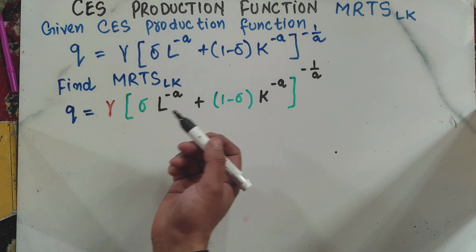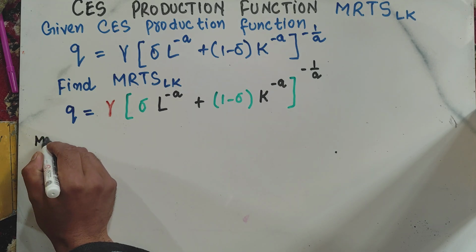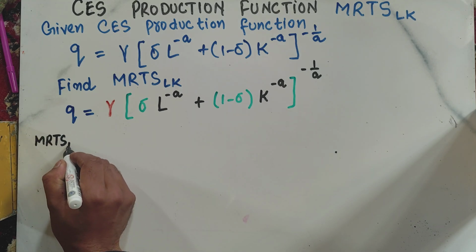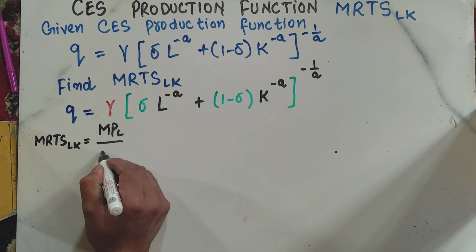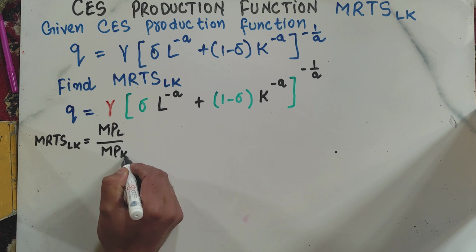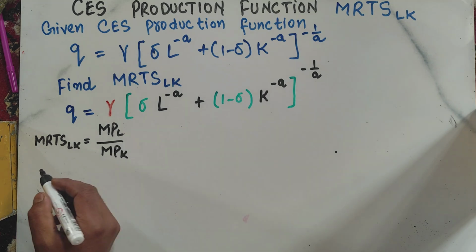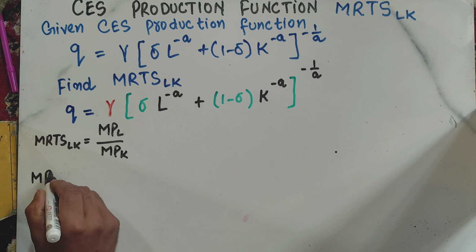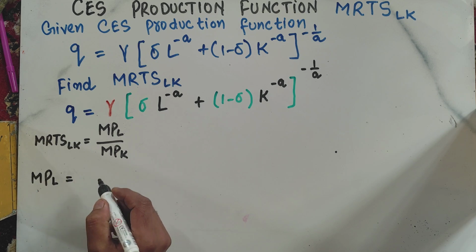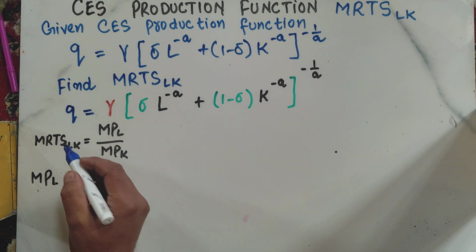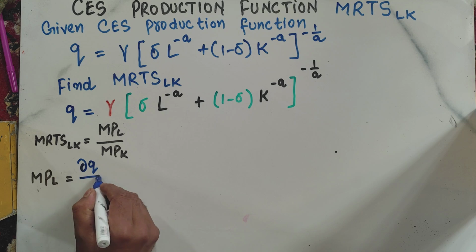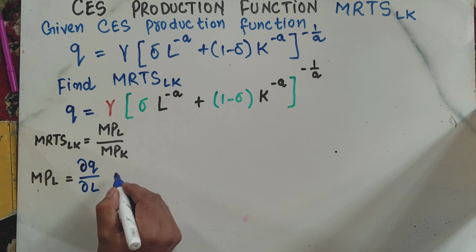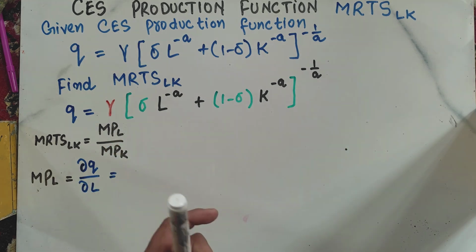Now to find out the marginal rate of technical substitution, we know that marginal rate of technical substitution between labor and capital is simply the ratio of marginal product of labor upon marginal product of capital. Okay, so first thing is we need to find out marginal product of labor. What is marginal product of labor? That is the partial derivative of production function with respect to labor. Okay, that means we need to differentiate partially this production function with respect to labor.